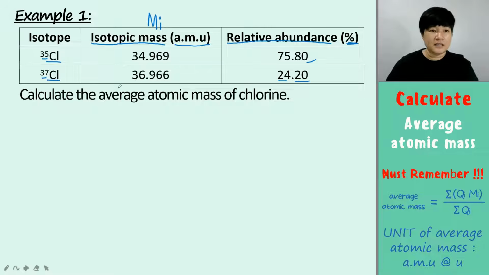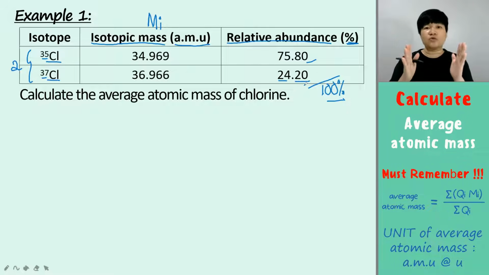And the other one is 24.2%. If you realize, since chlorine only has two isotopes, the total of the abundance must be 100%. You can work it out: 75.8 plus 24.2 is 100%. And the relative abundance here is your Qi. The question is asking for the average atomic mass of chlorine.